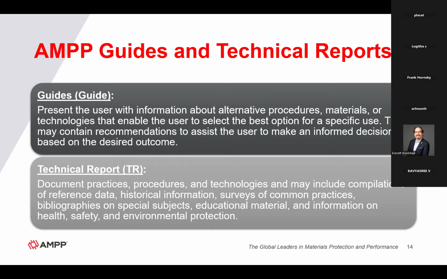They often include compilations of data, some historical information, common practices, and most importantly, contain bibliographies where additional information can be referenced. So technical reports do not outline specific procedures or test methods. They just give kind of the state of the art on where industry stands at the time that technical report is written.